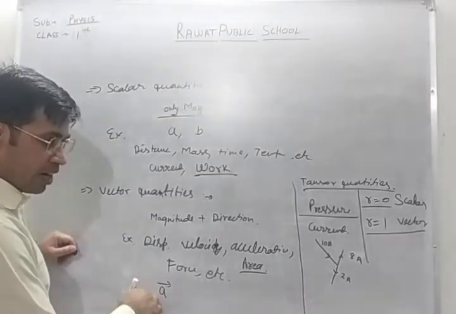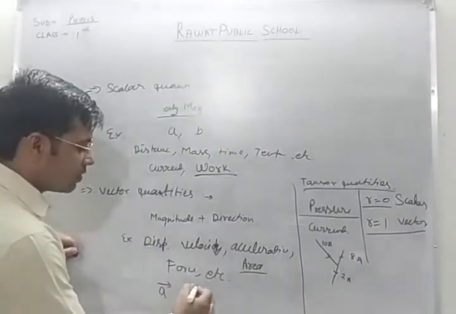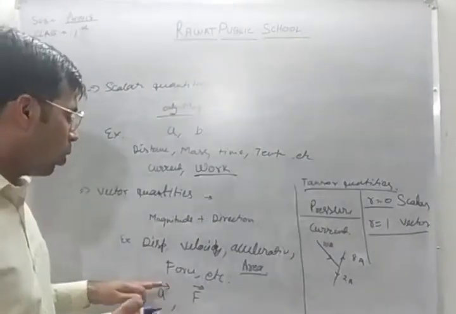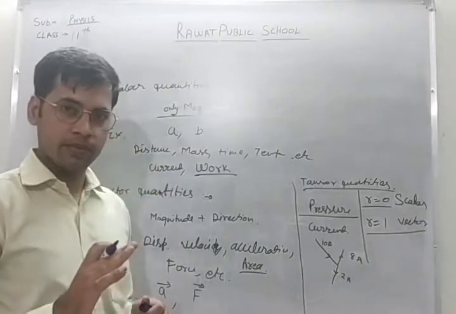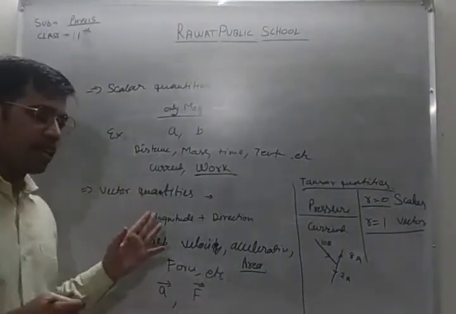So it is a vector quantity now. Now F, that is force. This is a vector quantity, so we need to put an arrow. All the vector quantities have an arrow on their head. So this is about scalar and vector.